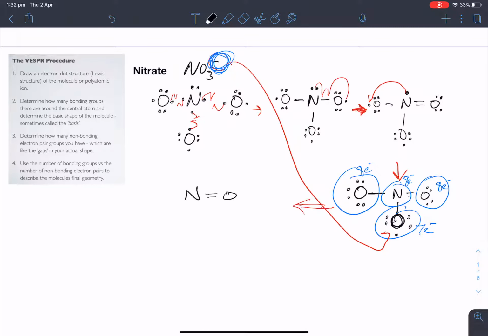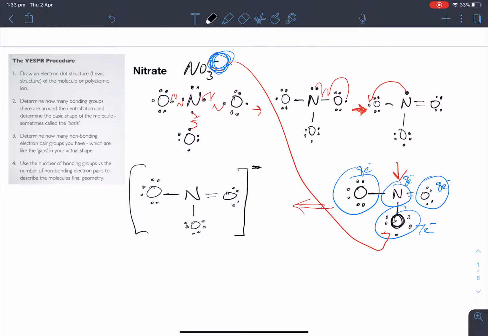Let me redraw nitrate as it truly is using this model. This one had 3 lone pairs. This one had 3 lone pairs. And this one has 2 lone pairs. And there's no lone pair on the nitrogen. We put big square brackets around it to say overall it's got a single negative charge. That's how we do a Lewis dot structure for nitrate.